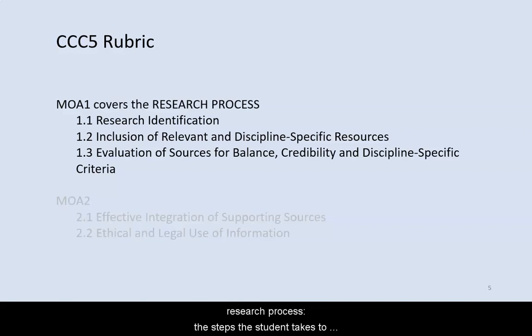The first MOA measures the research process, the steps the student takes to locate and evaluate information in answer to a self-defined research question. For this process to be evaluated successfully, there must be evidence of the process, such as a research log or worksheet. It is not possible to recreate a student's information-seeking behavior based on the final list of sources alone.